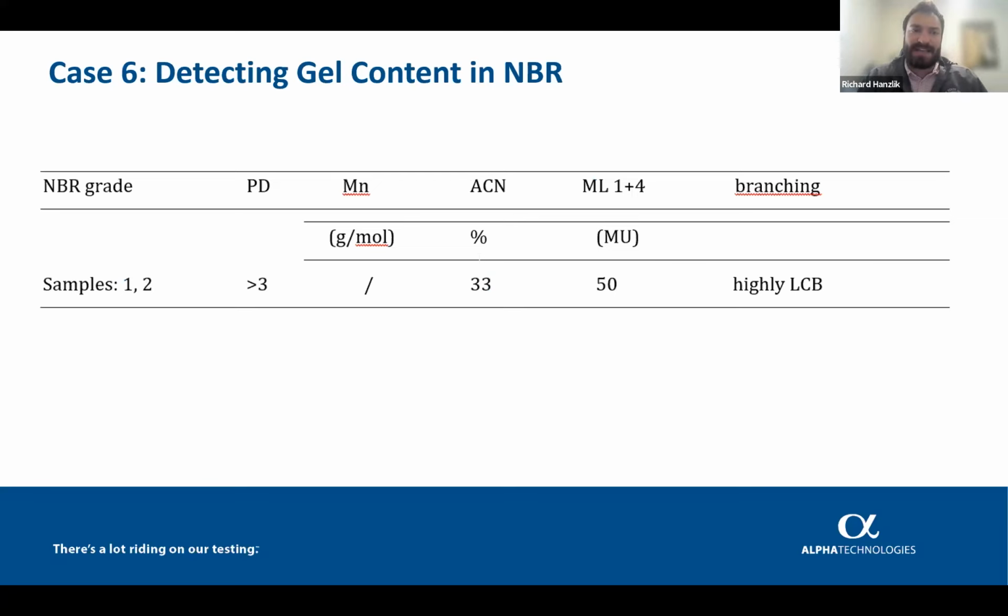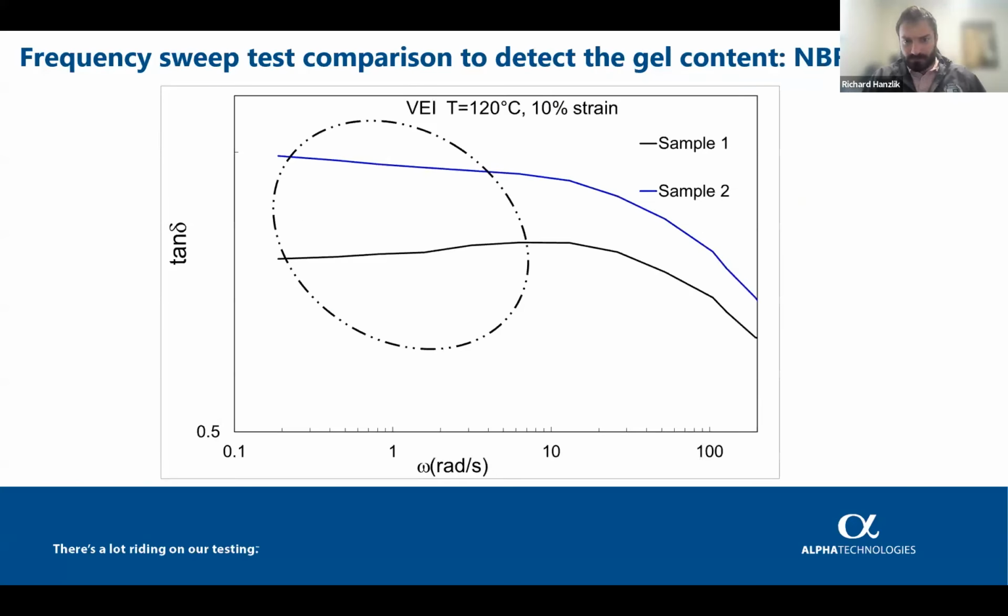So our last case study, which is kind of a continuation of case study number 5, was detecting gel content in an NBR. We had 2 samples with very similar ACN content and ML1 plus 4s. We compare sample 1 and 2, looking at that frequency sweep, and we see sample 2 with a much higher tan delta than sample 1. This is kind of an early indicator that yes, this material is probably going to be less branched than sample 1 because we have that higher tan delta.